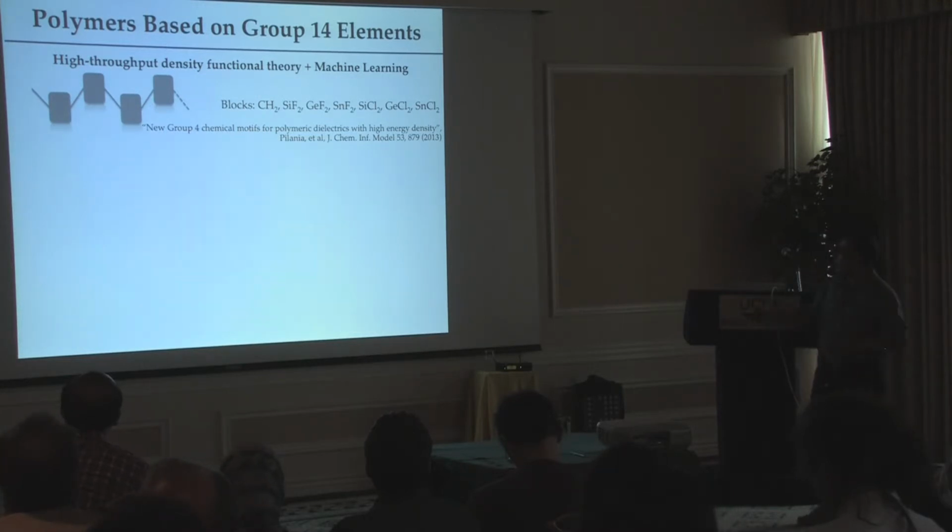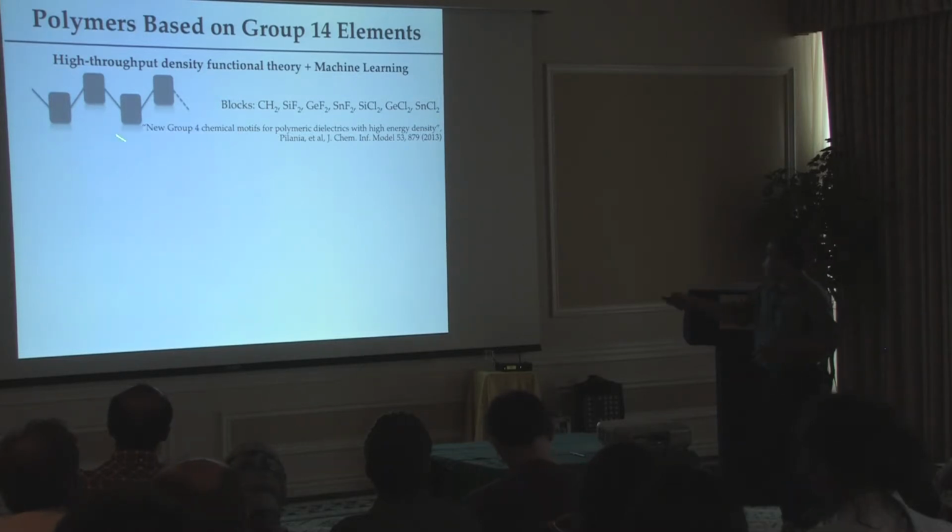So let's go back to this example here. If you had 4 blocks per repeat unit, it turns out that you will have a few hundred distinct cases, assuming that you're pulling each block from this pool of possibilities. If you just make it 8 instead of 4, you have 30,000 possibilities. So you are encountering a combinatorial explosion. We don't want to do 30,000 DFT calculations. We want to do 200 and see if we can predict the 30,000. So that's where we did some machine learning.